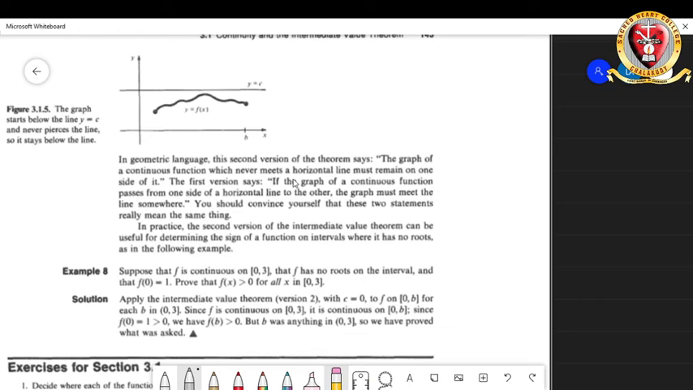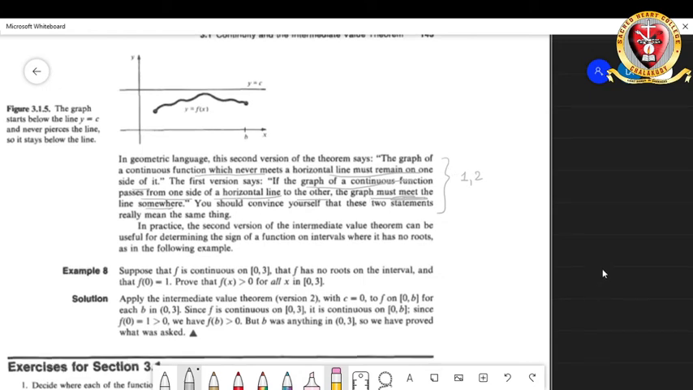So this theorem, second version, says that the graph of a continuous function which never meets a horizontal line must remain on one side of it. First version says that if the graph of a continuous function passes from one side of a horizontal line to the other, the graph must meet the line somewhere. So that's the geometrical meaning of both the intermediate value theorem 1 and 2, and that's important for you to understand.